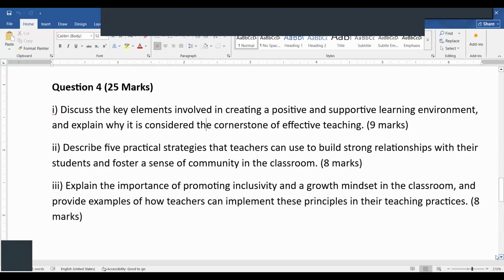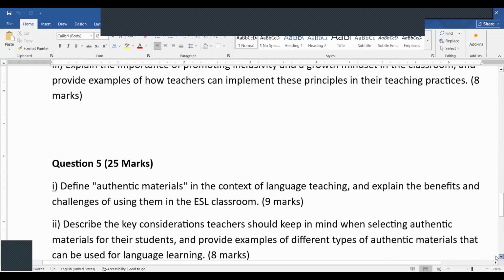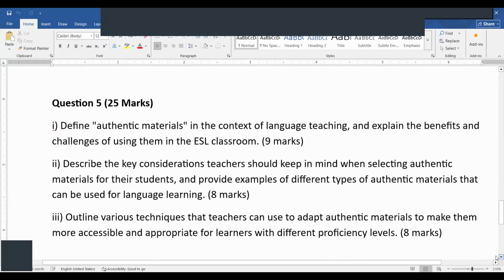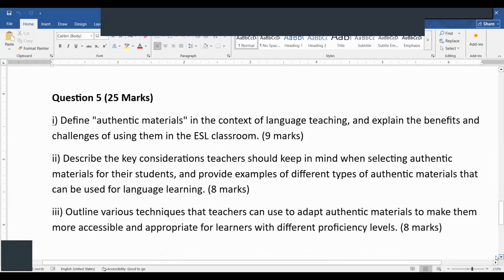And then describe five practical strategies that teachers can use to build strong relationships with their students. So these were discussed. We don't have time to discuss them. Explain the importance of promoting inclusivity and growth mindset in the classroom and provide examples of how teachers can implement these principles. And normally your paper consists of five questions. Out of these five, you can answer four.